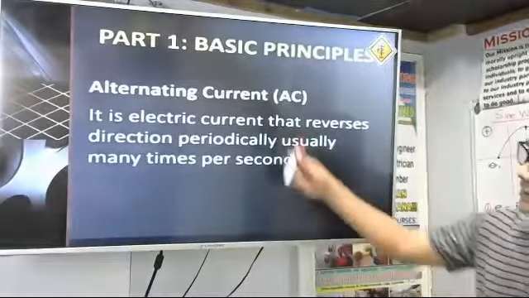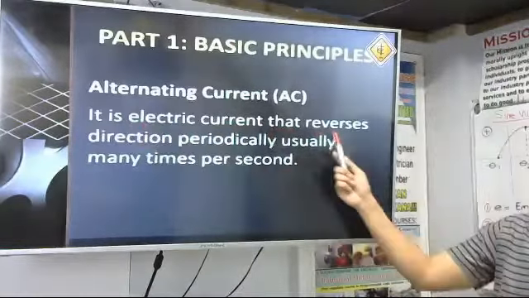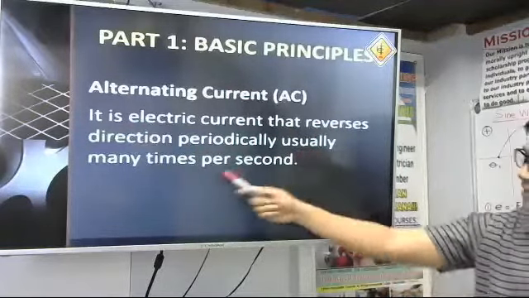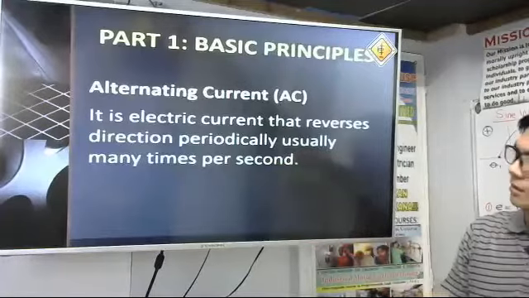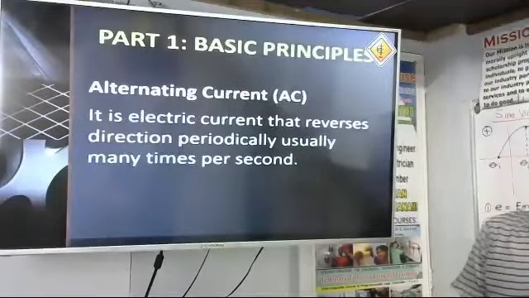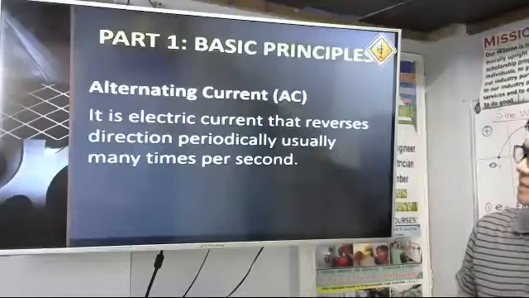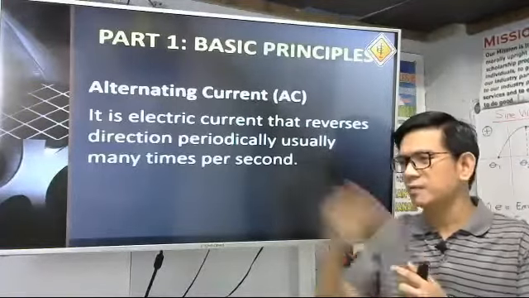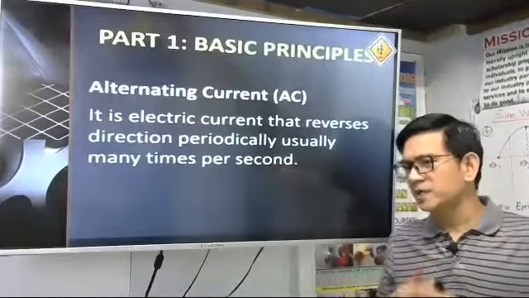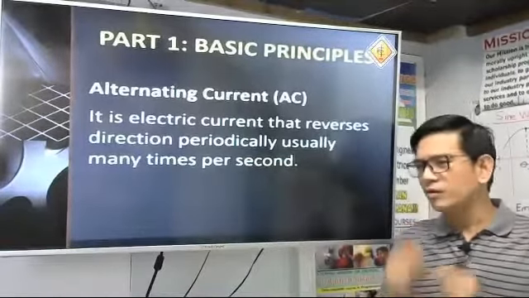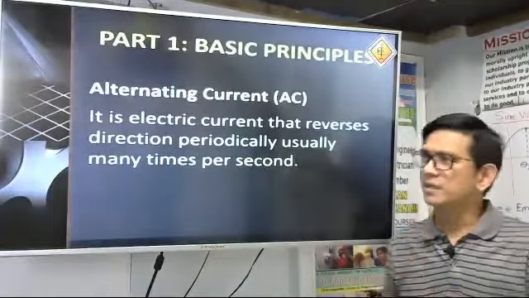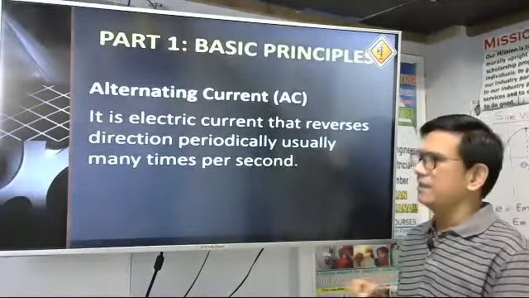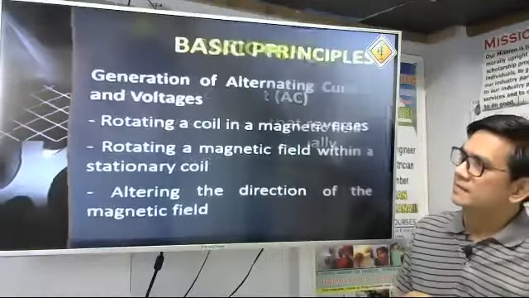We have alternating current. It is electric current that reverses direction periodically, usually many times per second. So if we mean AC, it is an electric current that reverses, meaning it moves back and forth, back and forth, whereas direct current moves only in one direction. So, usually many times per second.